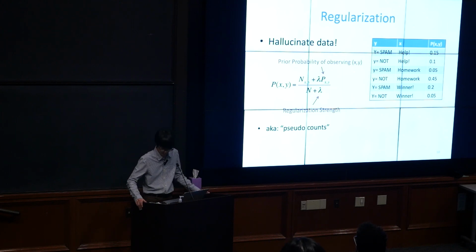But yeah, we're just adding pseudo data, fake data, so that the model doesn't immediately overfit to the data set that you gave it. We're smoothing it out a little bit with this lambda.